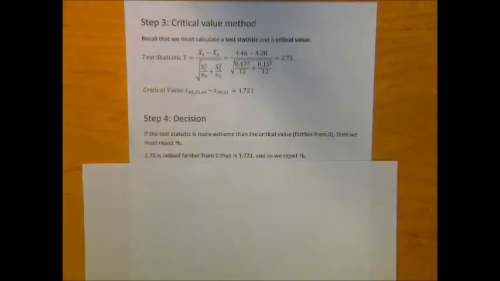In step 4, recall that if the test statistic is more extreme than the critical value or farther from 0, then we must reject the null hypothesis. 2.75 is indeed farther from 0 than is 1.721, and so we reject the null hypothesis.